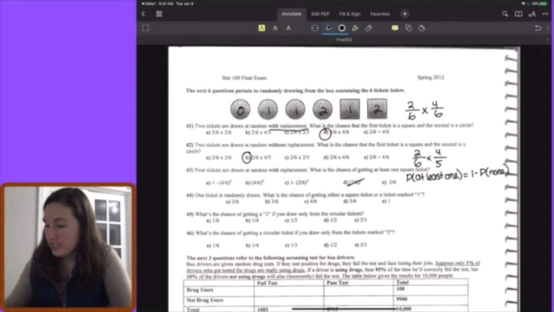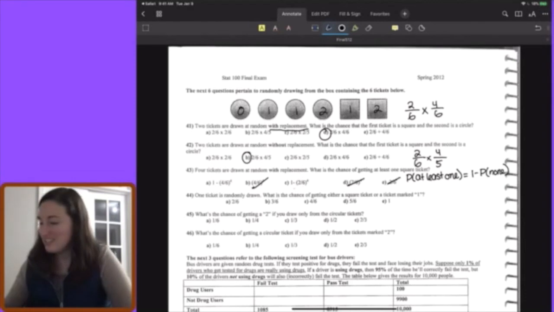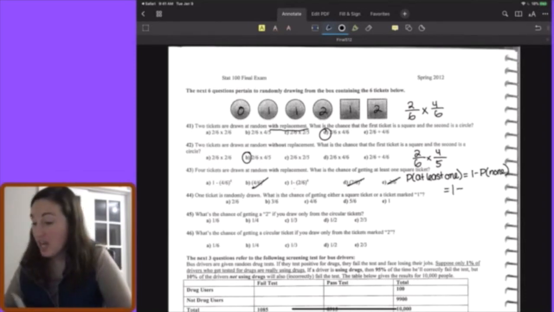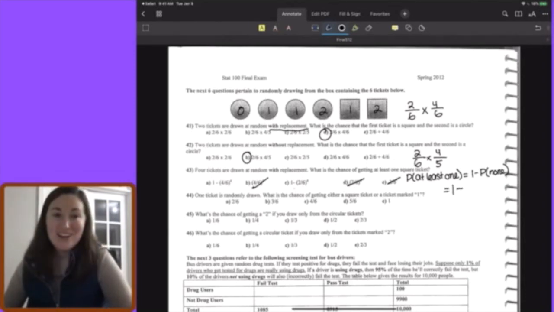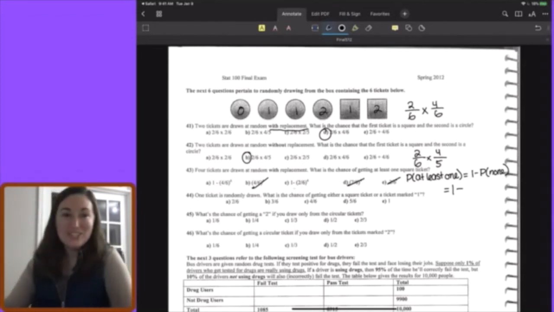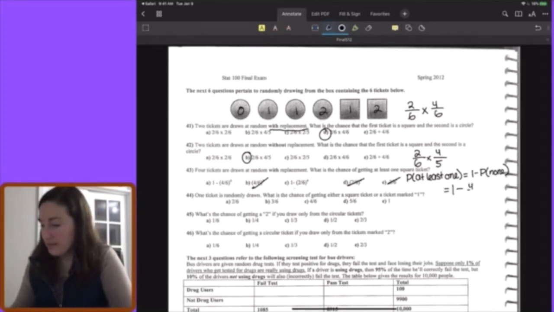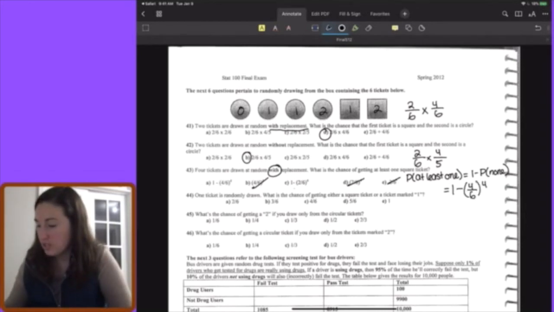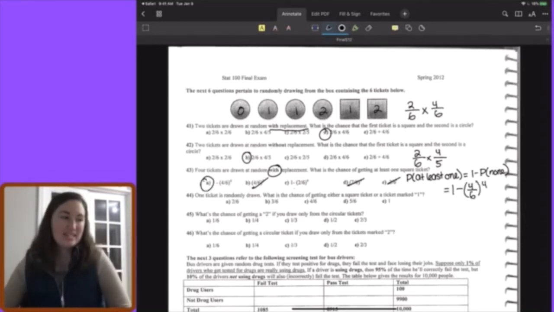So I'm actually going to get rid of the ones that don't have the 1 minus, because this is going to make it a lot easier. So 1 minus the probability of getting no square tickets. So the chance of not getting a square ticket would be the chance of getting a circle. So this would be 4 out of 6. Is this with or without replacement? It looks like it's with replacement, so that probability is not going to change. So it looks like A is my answer.